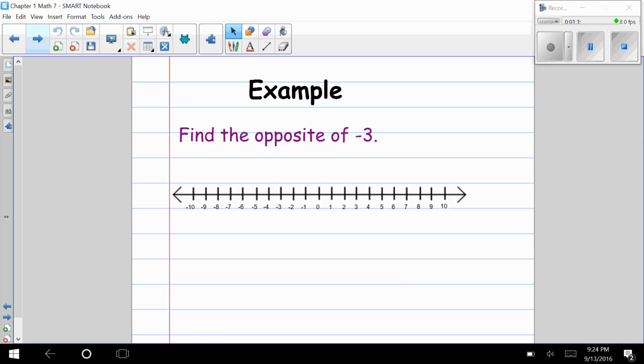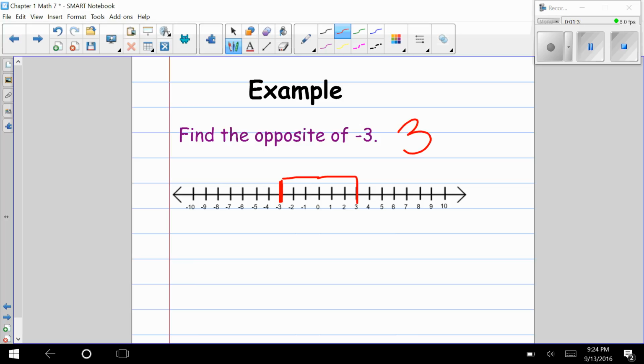So an example, we want to find the opposite of -3. We're going to start by marking -3. You'll notice that it is 3 units away from 0. So if I continue 3 units the opposite way from 0, the opposite of -3 is 3.